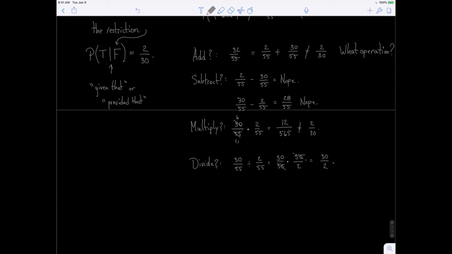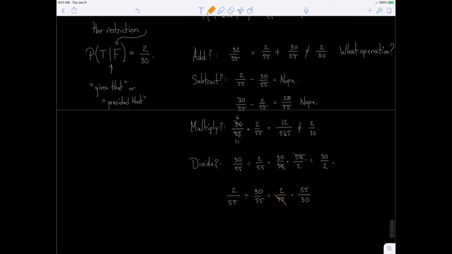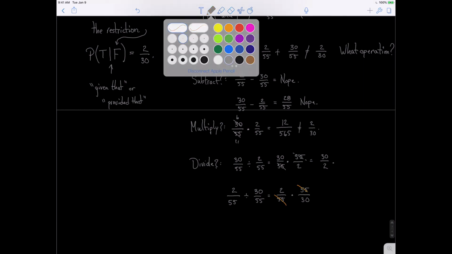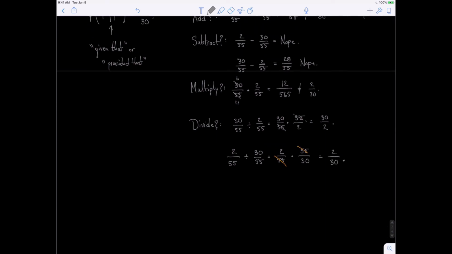Let's try the other division. What if I switch the order? What if I take 2 out of 55 and divide it by 30 out of 55? That's 2 over 55 times 55 over 30. And look at that, the 55s cancel, and what I'm left with is the right answer, 2 out of 30.